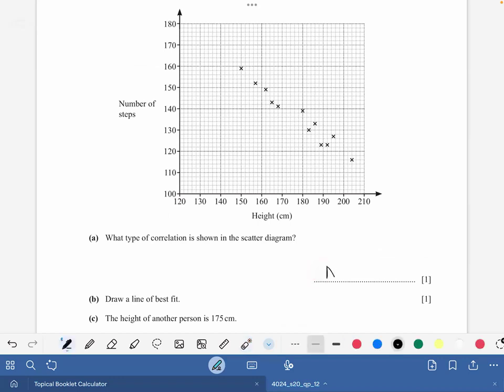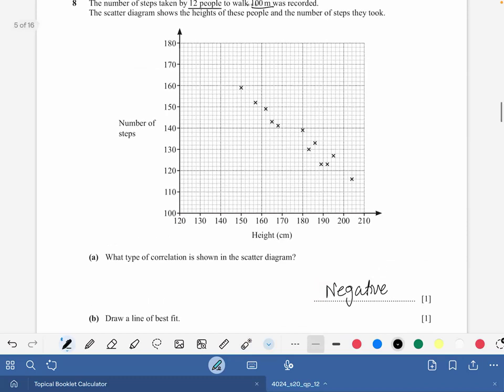Why is this a negative correlation? Remember one thing, I'm going to give you a hack here. No need to write the word negative correlation because it is already written that it is a correlation. So just write negative or positive, but when it is asked what is shown in this diagram, you have to say negative correlation.